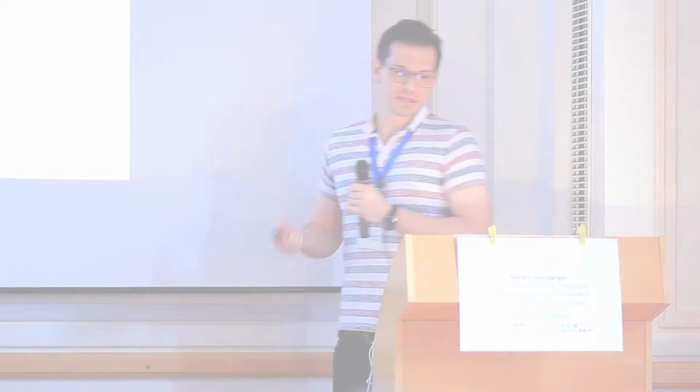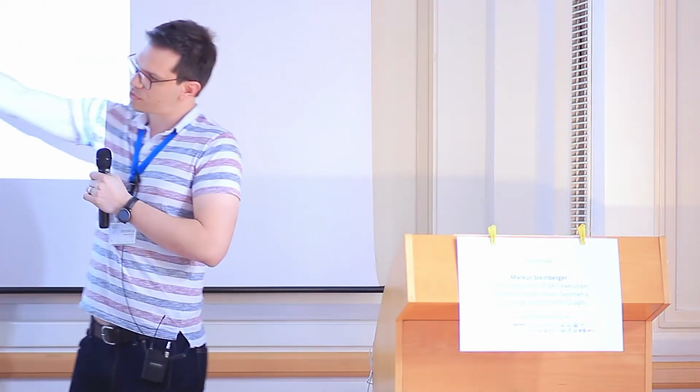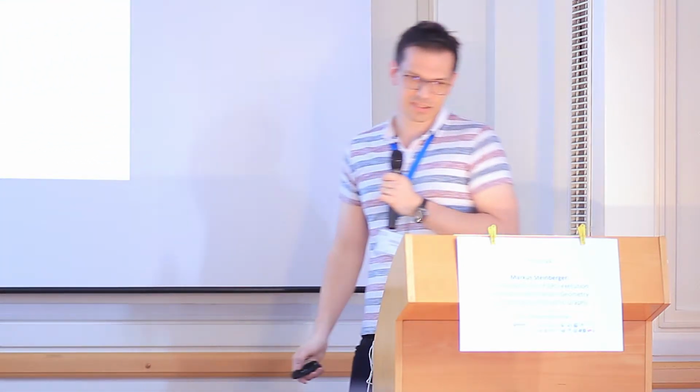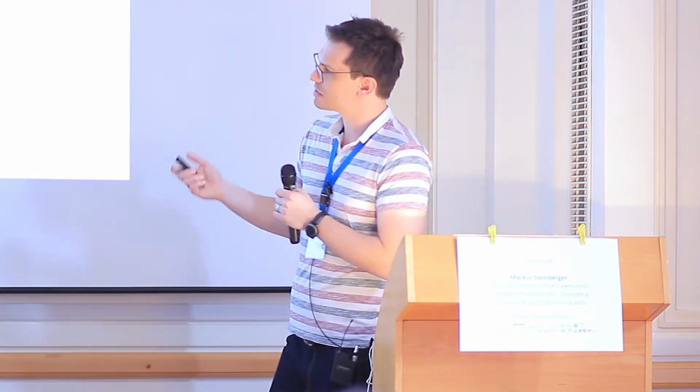So the idea is that we went back to having these worker blocks, and now we are using multiple queues to store tasks and collect tasks. The worker blocks again run in a loop, and they draw work from these work queues that we have. One of the key ideas is that you always draw identical work into one block. In this way, you don't have the problem of thread divergence anymore. You can also dynamically, again, generate work for these work queues. As we said, different tasks, minimal divergence, and dynamic work generation.